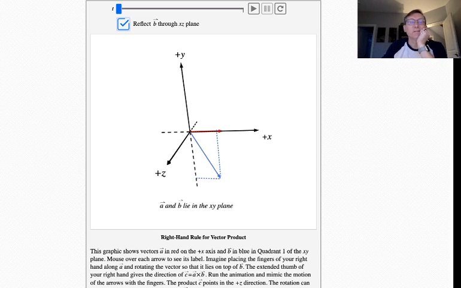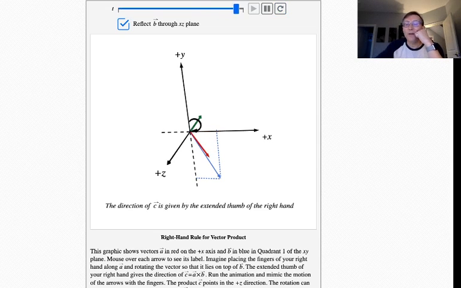This is more practice. See if you can try it with your right hand. Take the fingers of your right hand and push the A, the red arrow, on top of the B. Let's see what we get. Notice how we're pushing the red on top of the blue. We have to push down now. And our thumb points away from us when we do that. So the resultant C is in the opposite direction.